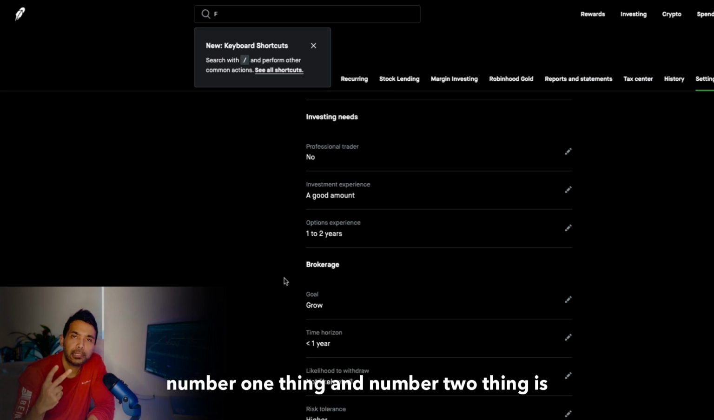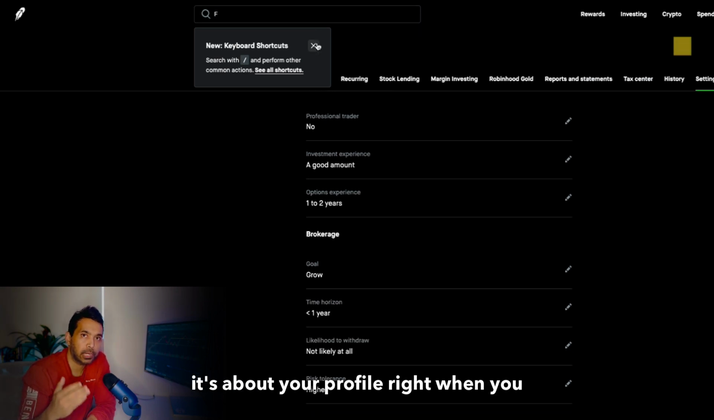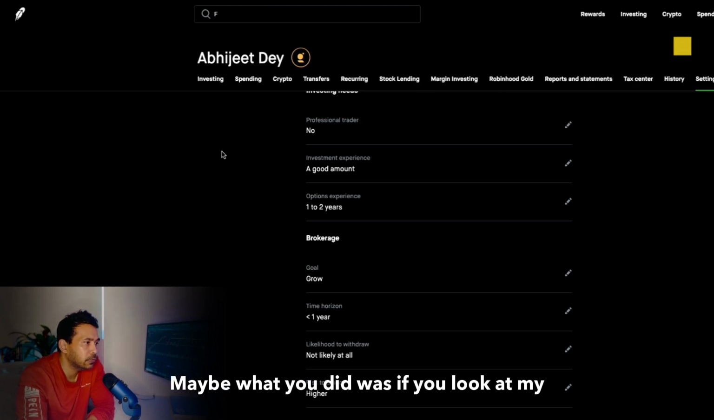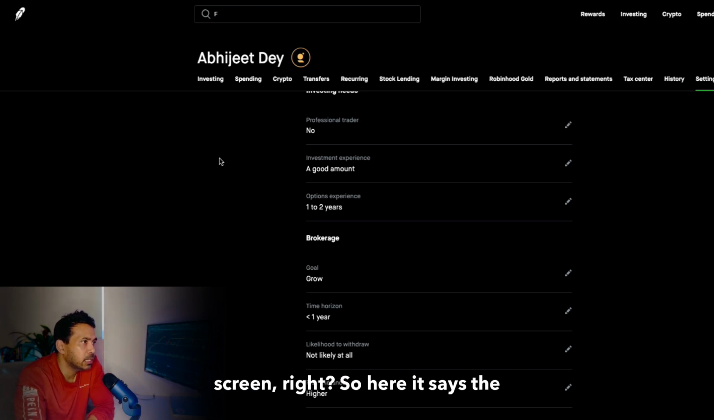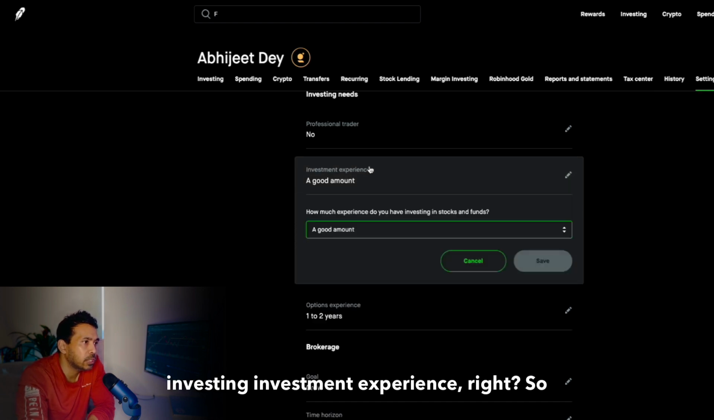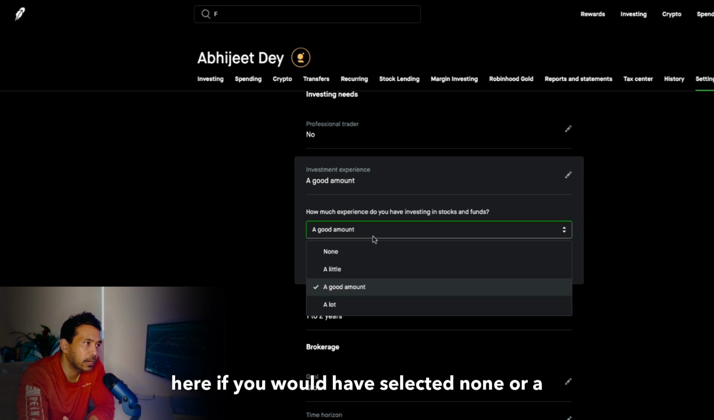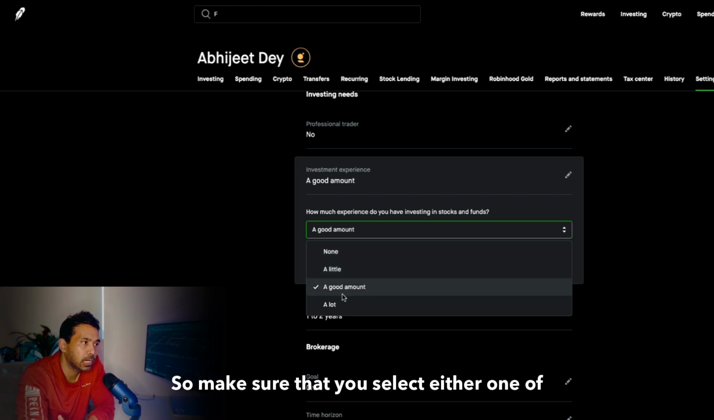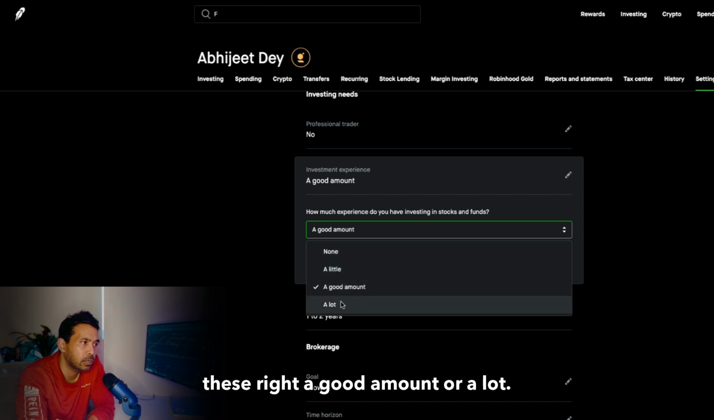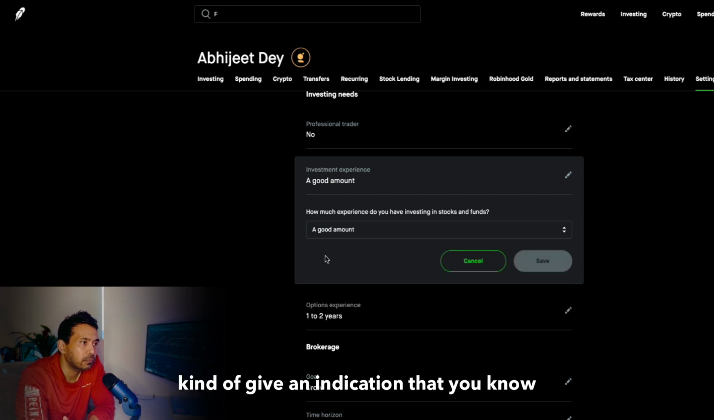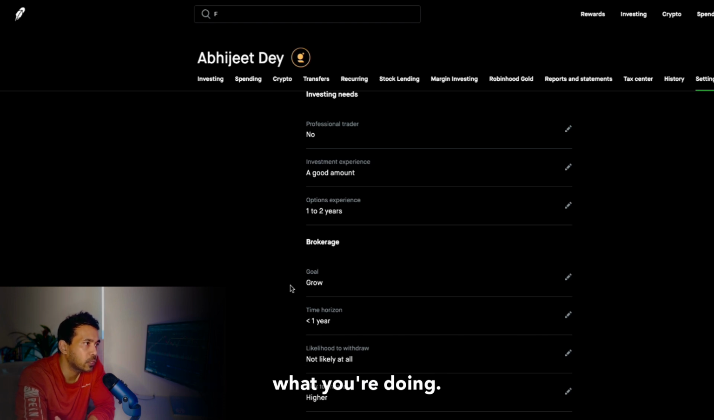And number two is about your profile. When you applied for your Robinhood account, if you look at my screen, here it says investment experience. If you selected none or a little, there is a chance that your level 3 may not get approved. So make sure that you select either a good amount or a lot. That would give an indication that you know what you're doing.